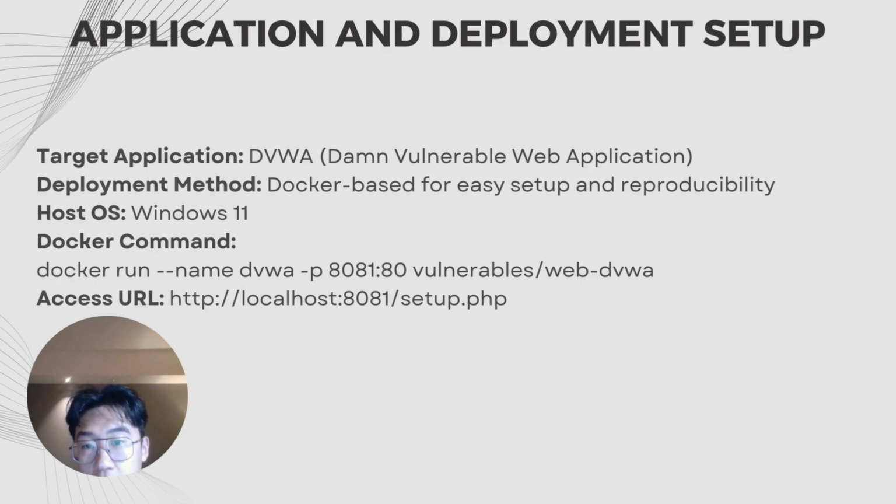This command is docker run --name dvwa, and after the container starts, we go to the browser and visit http://localhost:8081. This completes the initial DVWA setup.